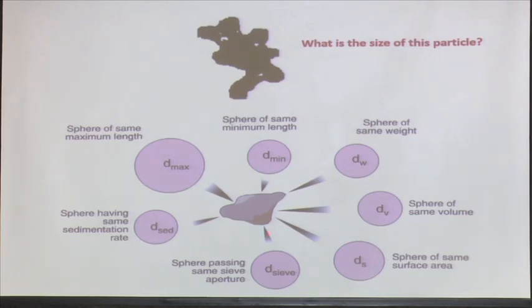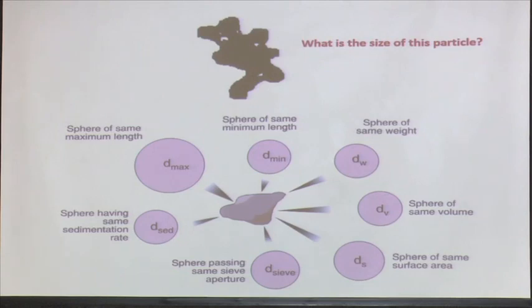But sometimes you want to use this type of definition. Sphere of the same weight, whether you go by the volume, the surface area, or the weight, you are comparing with a sphere. Sphere of same volume, sphere of same surface area, sphere passing the same sieve aperture, sphere having the same sedimentation rate. Sedimentation rate means I measure the settling velocity in a sedimentation pool, and then I say that if I have a sphere of this density, what will be its sedimentation rate, and then I measure the size of that particle.